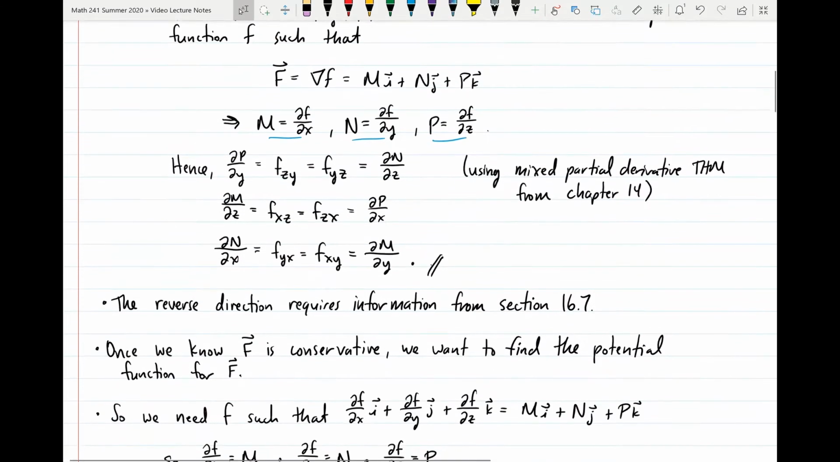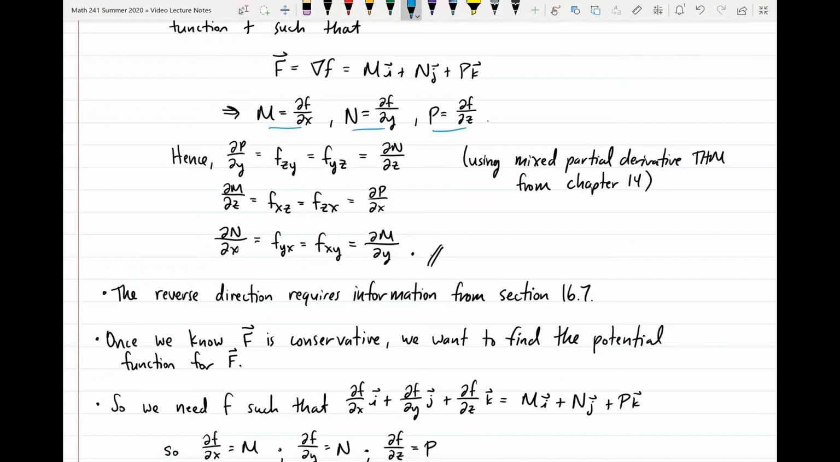And from here, we can take the partial derivative of P with respect to y, but P is just the partial derivative of f with respect to z. So that means that the partial derivative of P with respect to y is equal to the partial derivative of f with respect to z, and then the partial derivative with respect to y. So we have a second order partial derivative here.